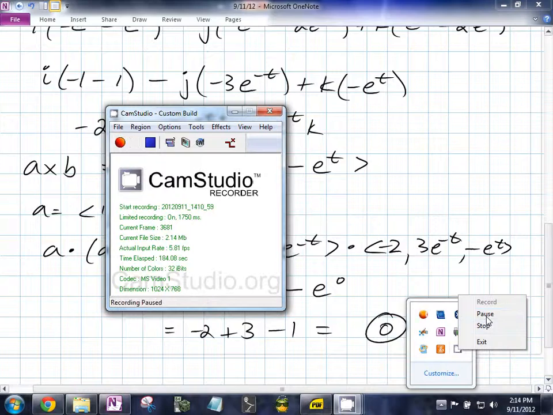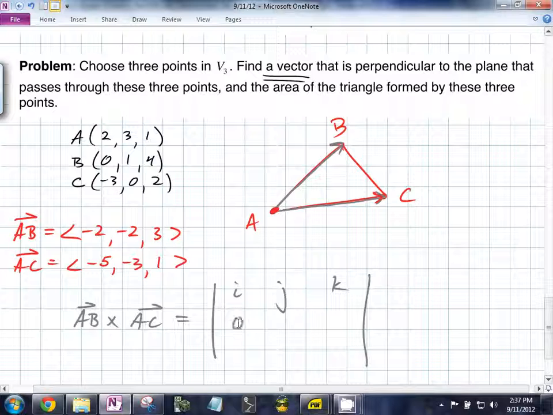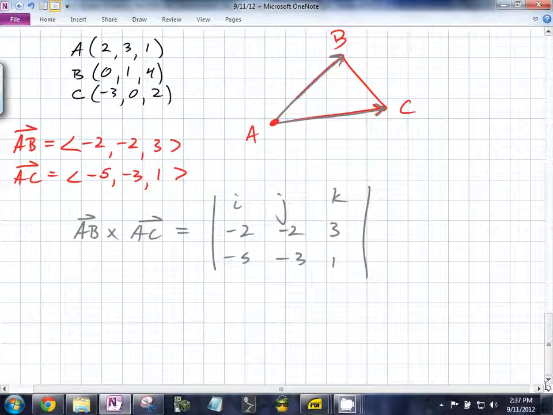Yeah, you want AB cross AC. i, j, k. And what are the three vectors? 0, oh no, not 0, 1, 4. What are they? Negative 2, negative 2, 3, and negative 5, negative 3, 1. It shouldn't matter which order you put the vectors in, because you might get a different direction. They just should be scalar multiples of each other. If two vectors are parallel, they're going to be scalar multiples of one another. So let's see what we get, and we'll compare it to your numeric value, okay?